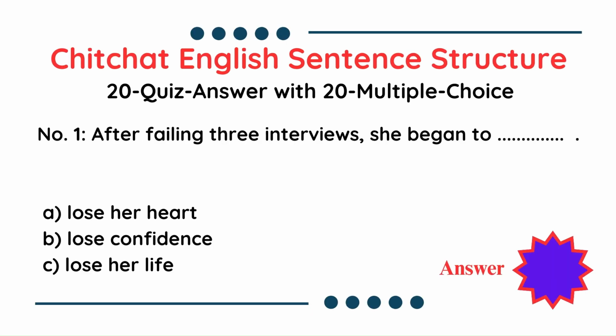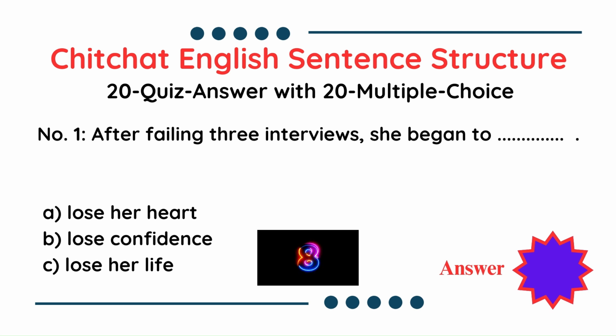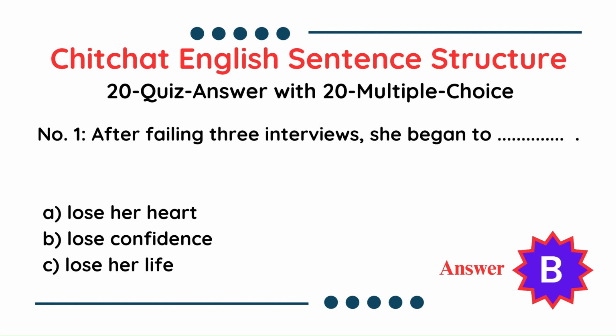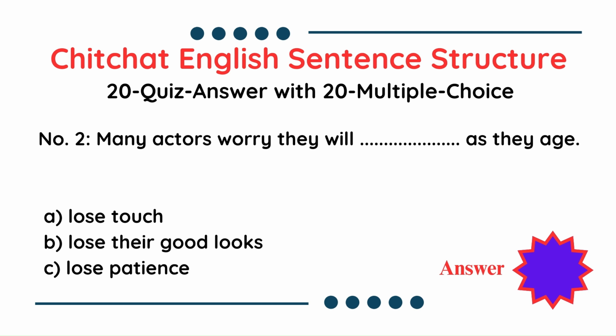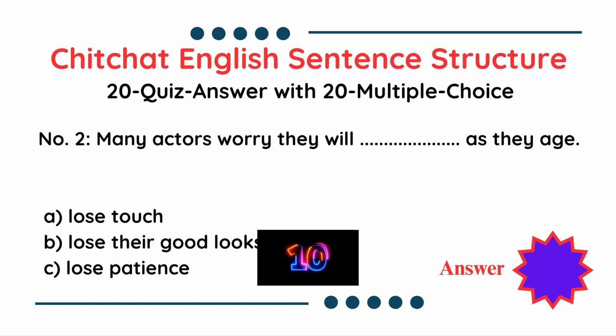After failing 3 interviews, she began to A. Lose her heart. B. Lose confidence. C. Lose her life. Letter B. Number 2. Many actors worry they will, as they age, A. Lose touch. B. Lose their good looks. C. Lose patience. Letter B.